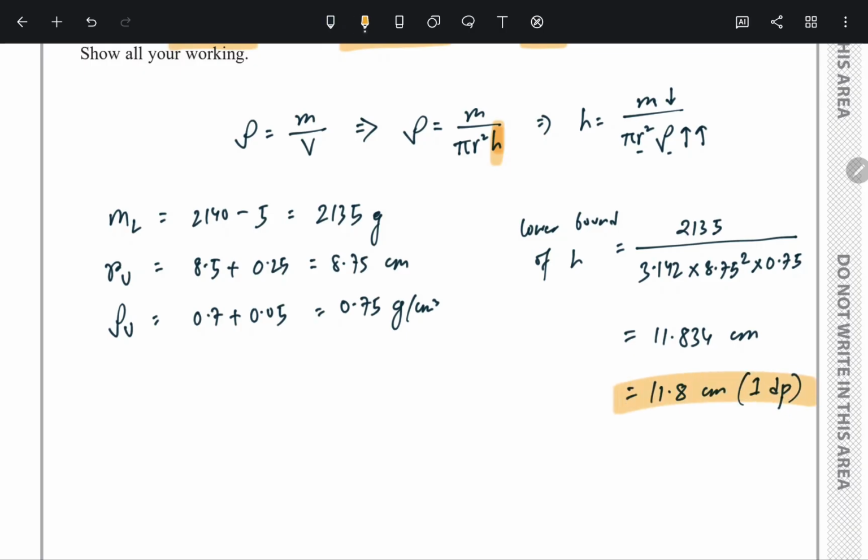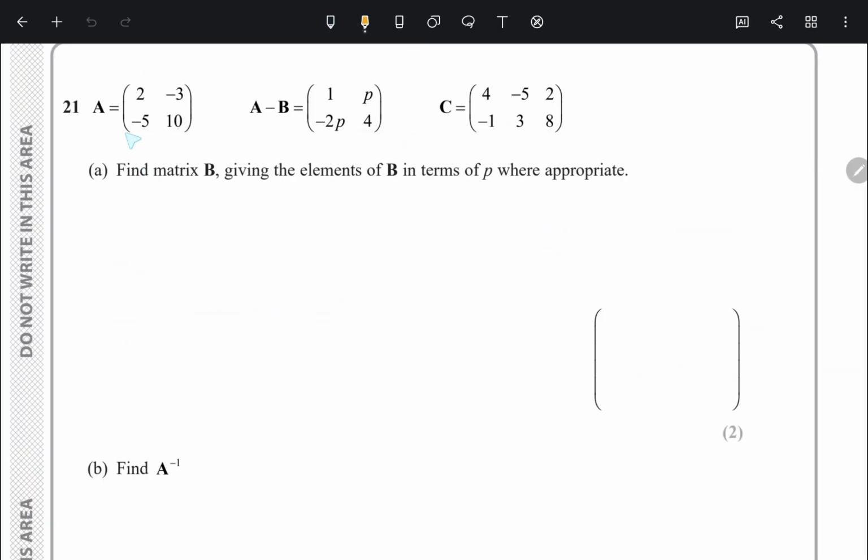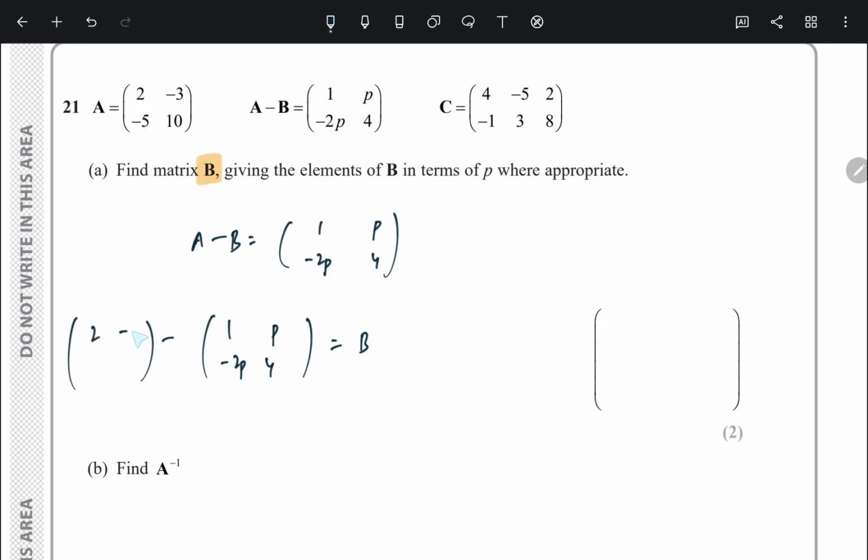That's our answer. Question 21 says the matrix A is given, A minus B is given, and C is given. Find the matrix B. We have to find the matrix B, giving each element of B in terms of p where appropriate. So A minus B is given as 1, b, negative 2p, and 4. So if we change sides, B goes to that side, this matrix comes to this side, we get A minus this matrix, 1, b, negative 2p, 4 is B. And A is given 2, minus 3, minus 5, 10.